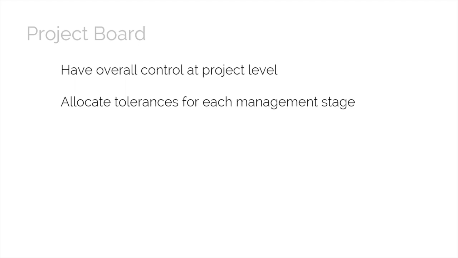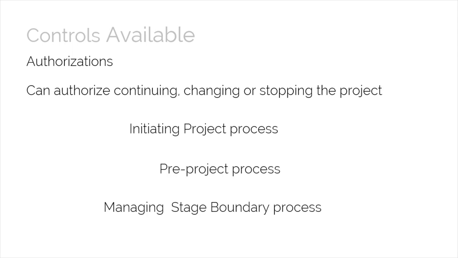It's valuable to know that there are various controls available to the project board. Let's see what they are. The first control is authorizations. The project board uses the directing a project process to authorize initiation, authorize the project, authorize each stage, and authorize project closure. After the pre-project process, starting up a project, the project board authorizes progress to the initiation stage.